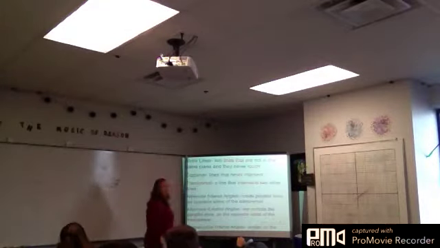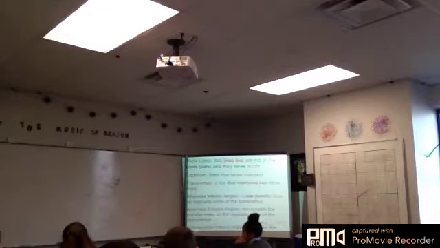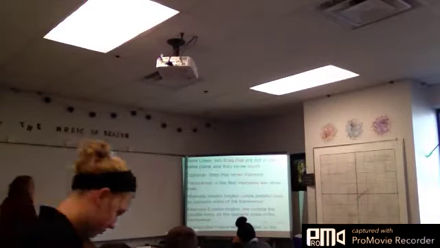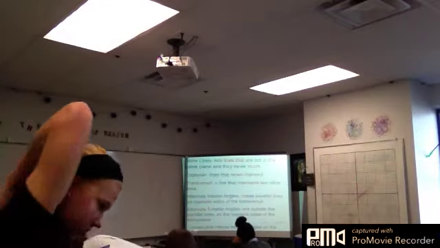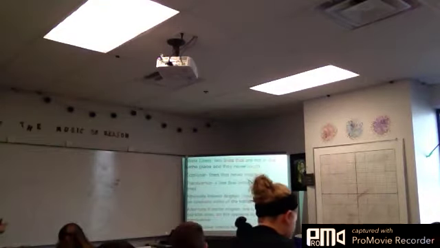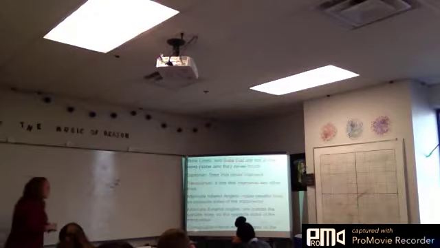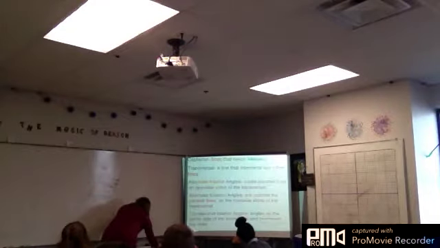Alternate interior angles are inside a set of parallel lines, on opposite sides of the transversal. Alternate exterior angles are outside the parallel lines on opposite sides of the transversal. And consecutive interior angles are angles on the same side of the transversal and between the lines.